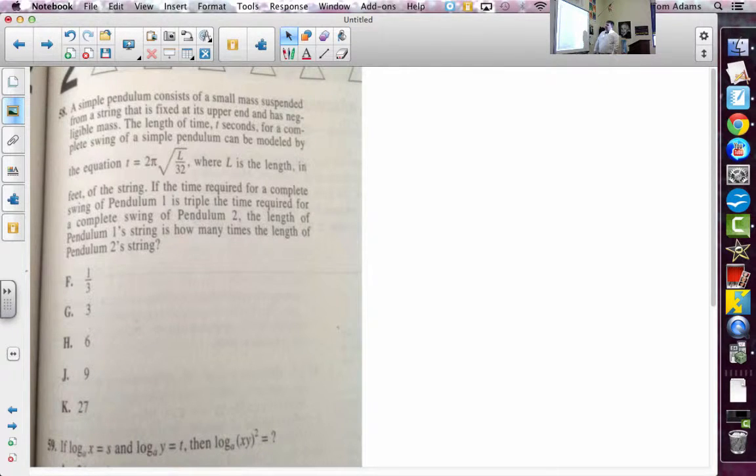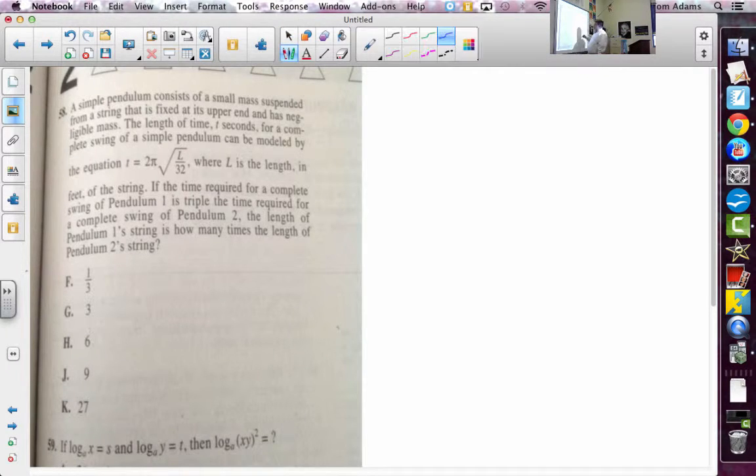There's a couple of ways that you could do that. One is I could plug in 1 for t and then solve for L. That's one way to do it. Then I could plug in 3 for t and solve for the second L, and then compare the two. That's probably the easiest way to do it. So let's do it that way.